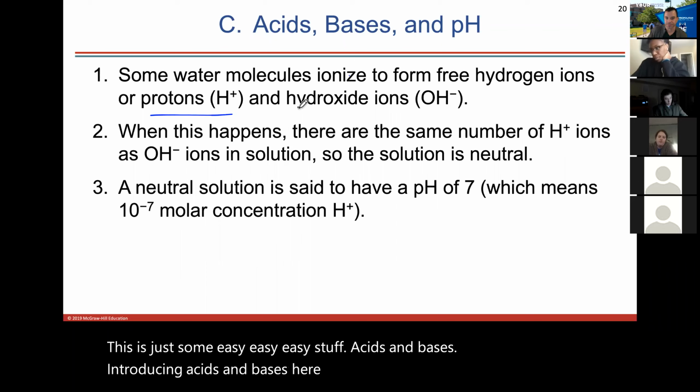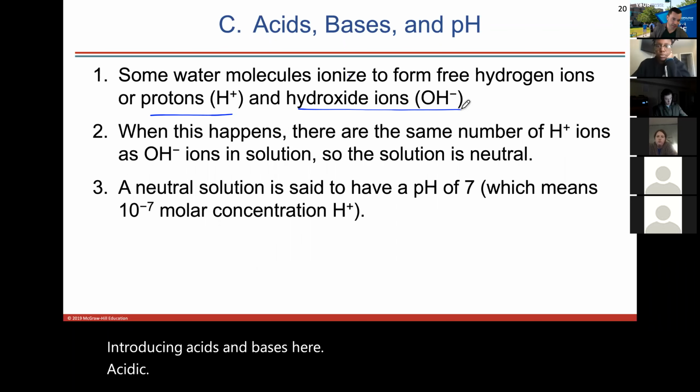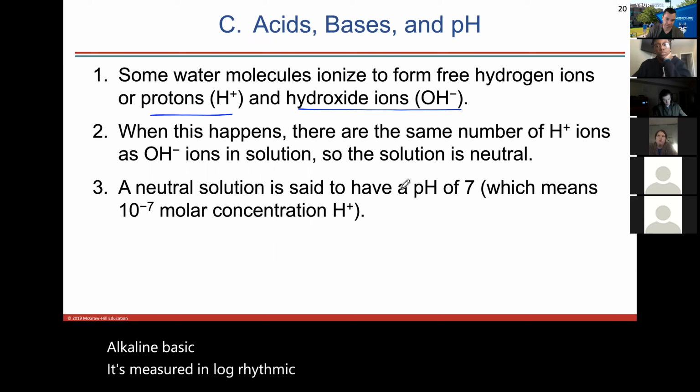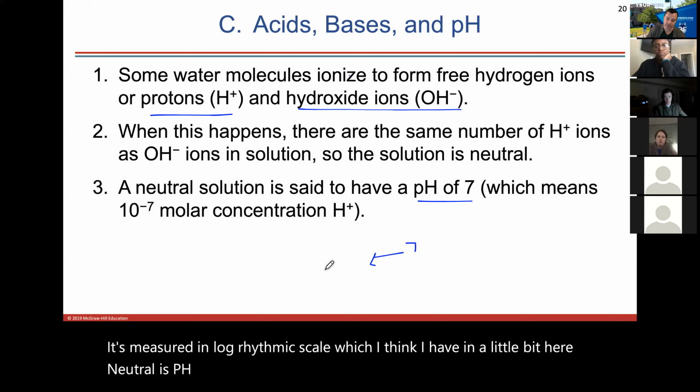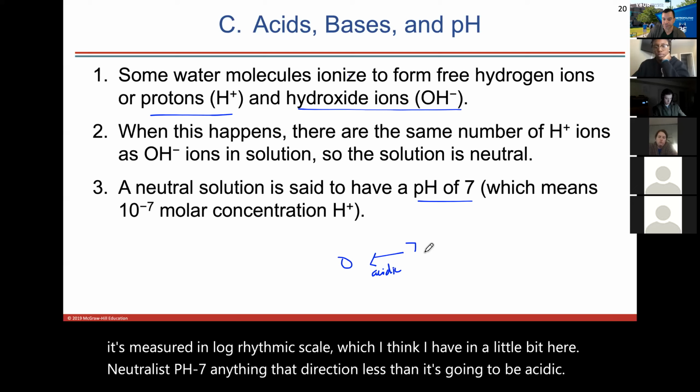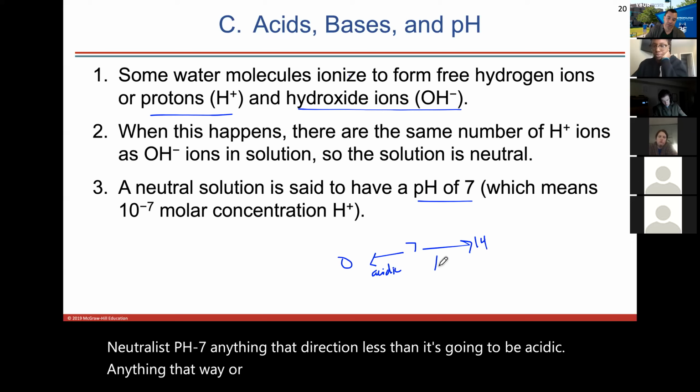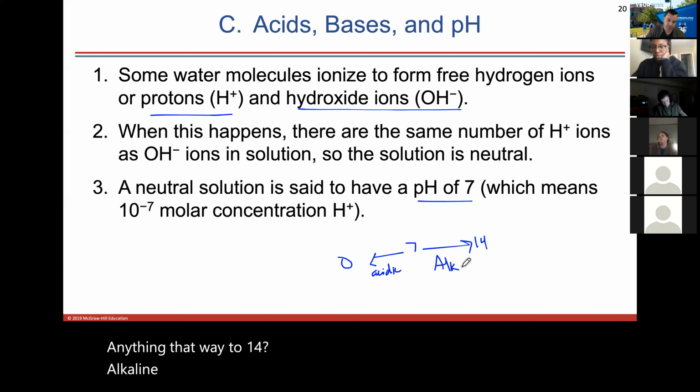Acidic, alkaline, basic. It's measured on a logarithmic scale. Neutral is a pH of 7. Anything in that direction, less than 7, is going to be acidic. Anything that way up to 14 is alkaline, basic.